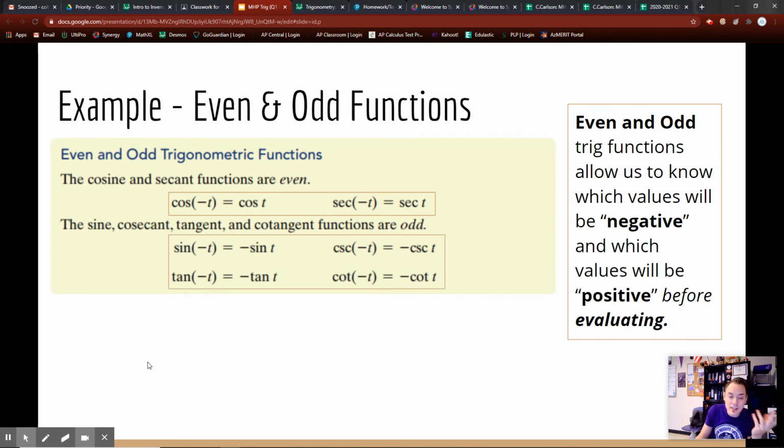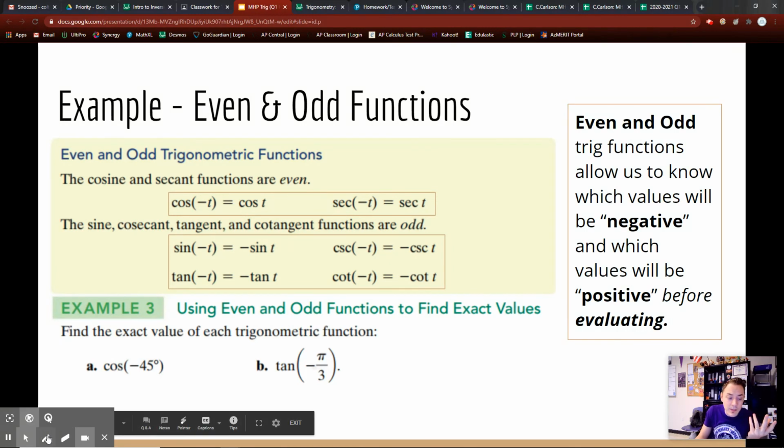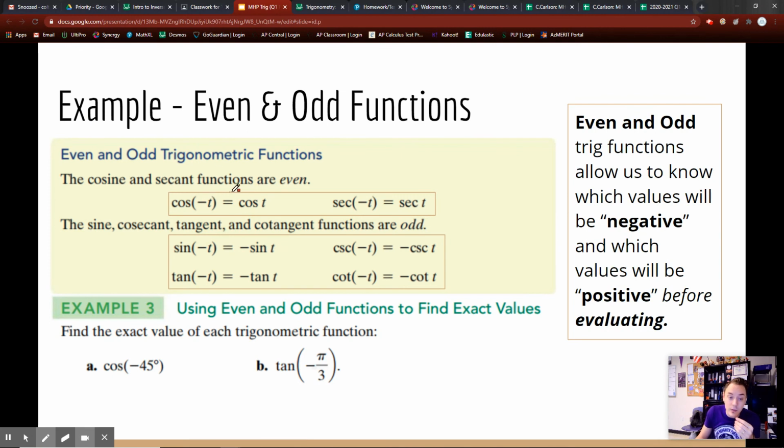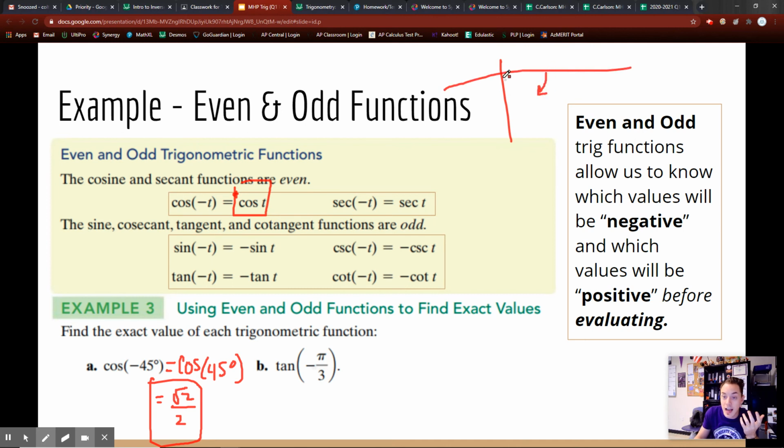So what does this mean? It means if I'm given something like cosine of negative 45, I already know that this negative will therefore make it into a positive, so this equals just cosine of 45 degrees. And then I can evaluate it as such. So radical 2 all over 2. Now, what is actually cosine of negative 45 degrees? Cosine of negative 45 degrees actually goes down. And this would be pi all over 4, and then you would evaluate it as such.